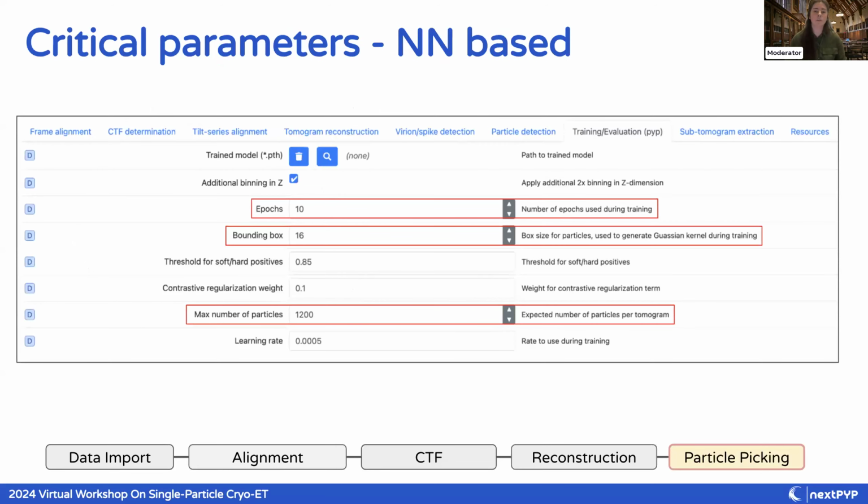Some critical parameters for your neural network-based picking. Like we briefly mentioned, the number of epochs that you're using during your training is going to impact how long it takes and how well the model's trained. Bounding box is the box size for particles around your particle picks. So that's how much information you're giving the neural network to use around each of your particles for the training. And then lastly is the max number of particles per tomogram. If I have a very sparsely populated tomogram, I'm going to want to set this number lower. And if I have a very heavily populated tomogram, I want to set this number higher.